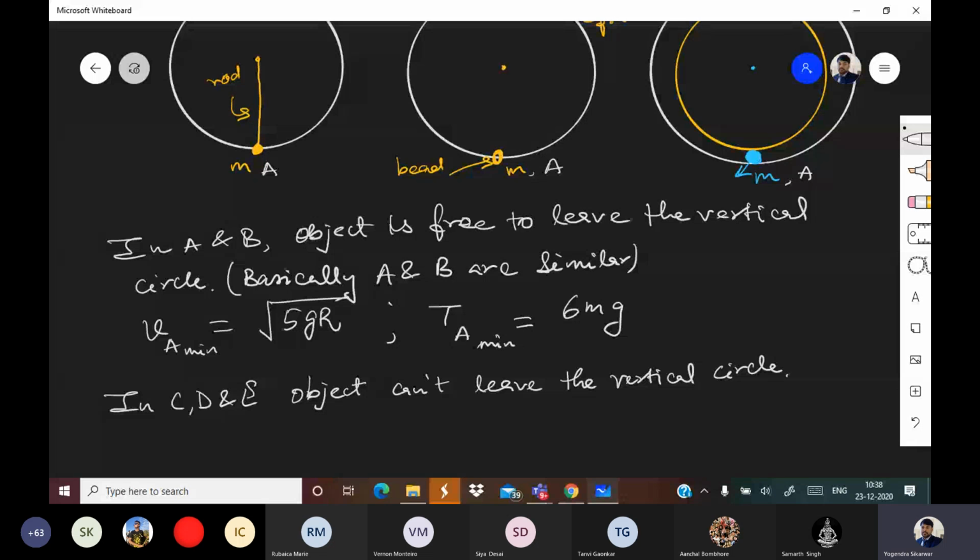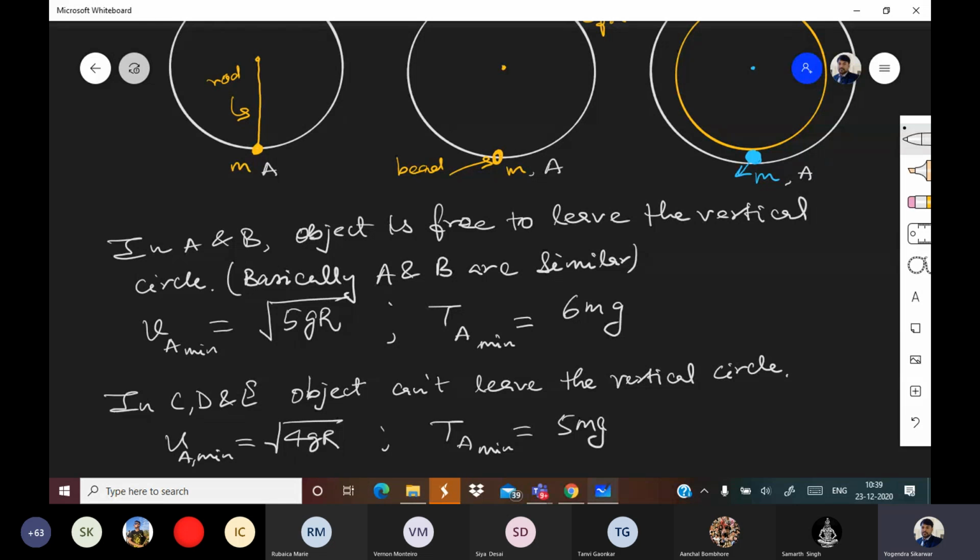So that is also bound to remain on the vertical circle. Similarly, when a ball or a mass is in a pipe, it is also bound to remain in the vertical circle. It cannot leave the vertical circle. So in C, D and E, the object can't leave the vertical circle. So VA min, how much was that for this case? It was 4 GR. And TA min, obviously if it is 4 GR, then it will be 5 mg. So this was the scenario.